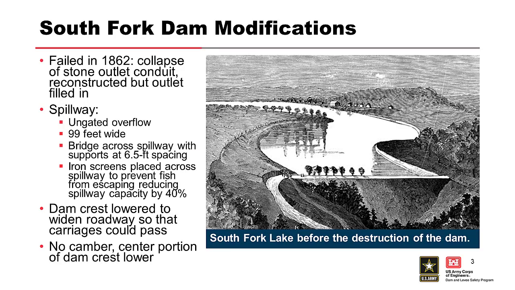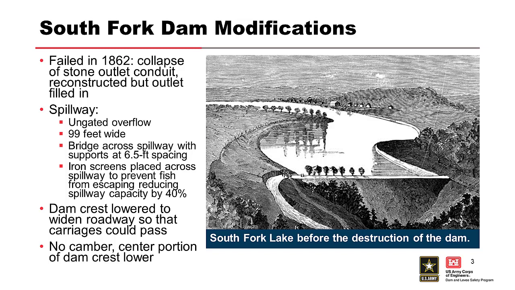The first case history is South Fork Dam, which failed in 1889. This is a case where several operational decisions were made over time that impacted the risk of failure. Each of these post-construction modifications is listed here on this slide that adversely affected the ability to safely pass extreme floods. And I'll point out a couple of those actions that adversely affected the ability to pass water.